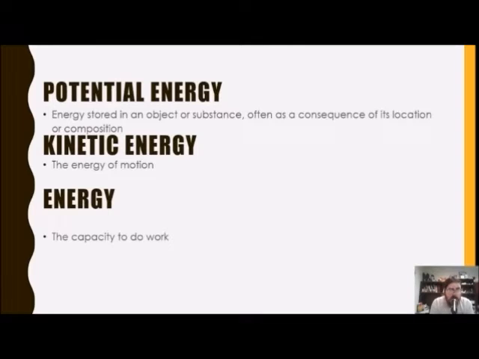The equation is 1/2 m, mass times velocity squared. We won't really use that, but it's there. It's the energy of an object moving at a certain speed. All these are types of energy, which energy is simply the capacity to do work. So when we look at potential, as I said, it's stored through position or composition.